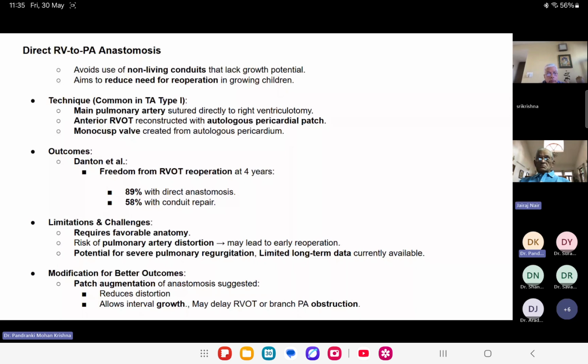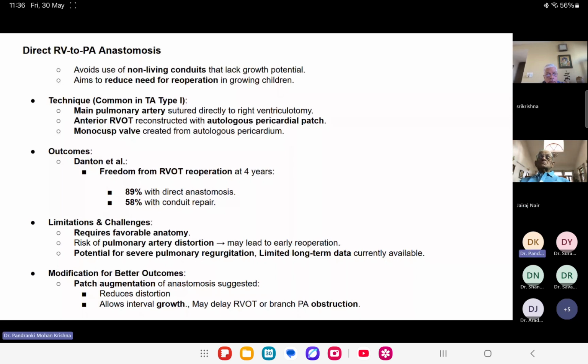But actually there is one more modification where, when we are doing direct anastomosis, we can use a monocusp valve with the treated pericardial patch. And then modifications for better outcomes: patch augmentation of anastomosis is suggested, which reduces distortion and allows interval growth.